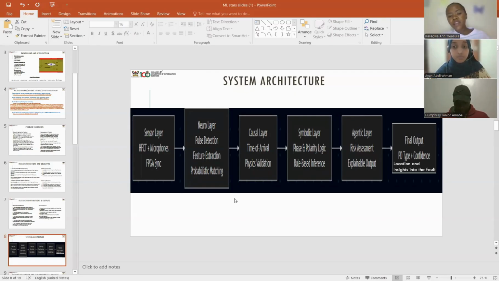We have the causal layer and symbolic layer, which aims to match these insights into physics validation, the time of arrival algorithms that locate where these signals are coming from, and rule-based inferences that will also aid the agentic layer, which adds the explainable insights and risk assessments. And our final output will be the partial discharge type, the confidence, locations, and insights into the faults, including the risks.